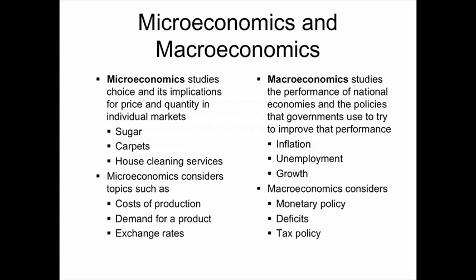Just to give you an idea of how we can differentiate micro and macro: microeconomics studies individual households or firms. For example, in microeconomics, we may study an individual market such as the market for sugar, the market for carpets, say household cleanings. Other topics in microeconomics are cost of production, demand for a product, exchange rates. Macroeconomics, on the other hand, studies the performance of national economies, the aggregate economy, the forest, and we learn about indicators that tell us how the economy is performing.